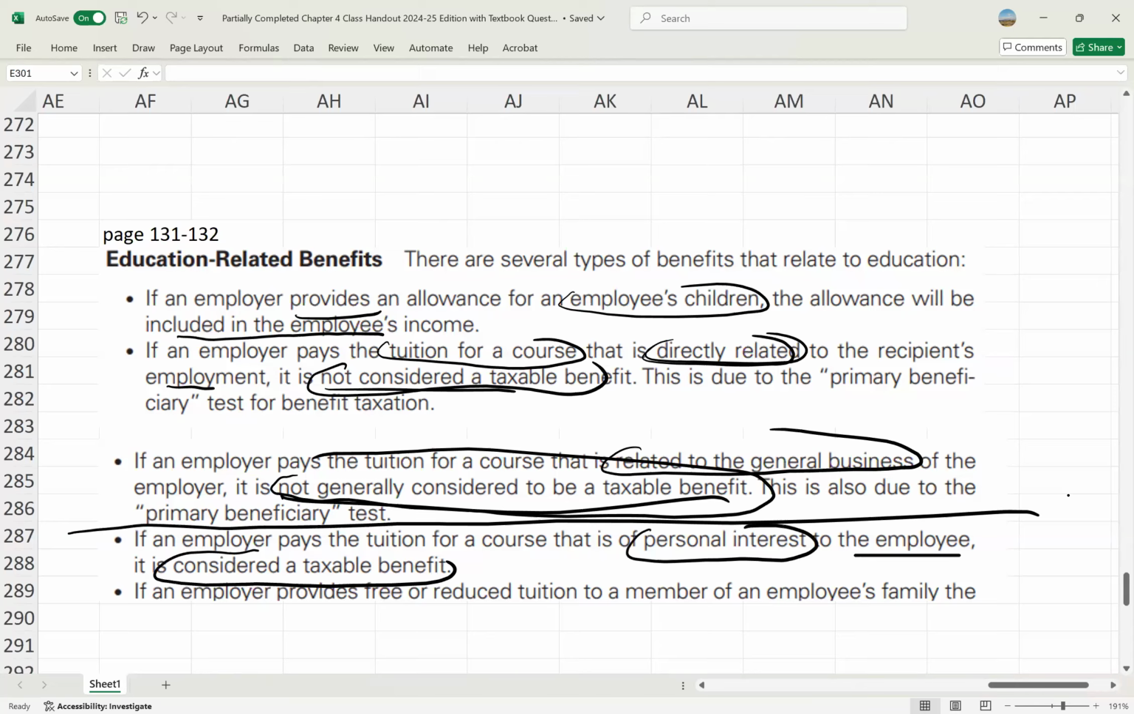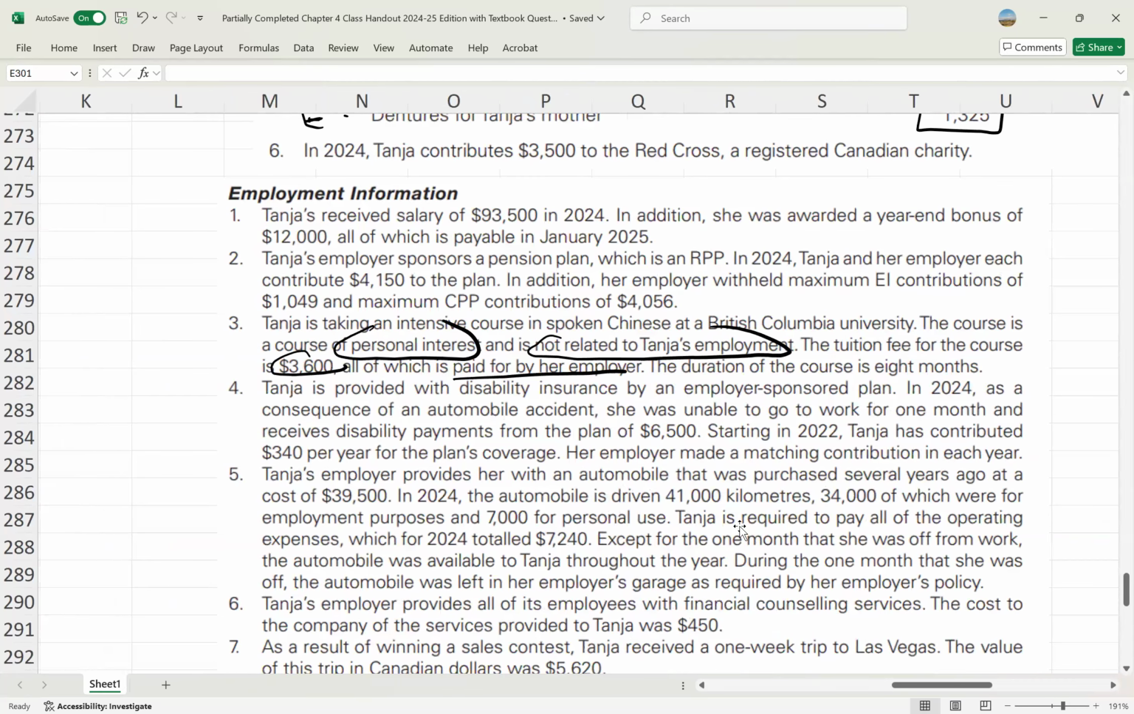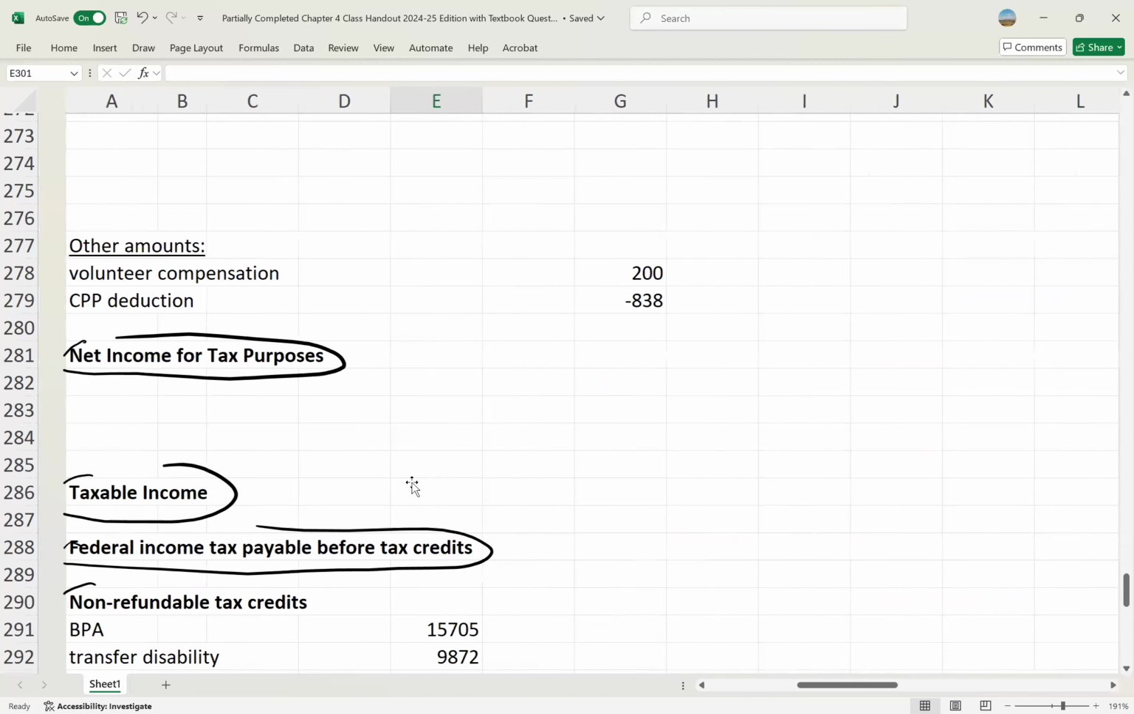So that's where we're falling in with this question: this language course that Tanya has taken is purely for personal interest, not related to employment. So that would be a taxable benefit. So we would have to include that in her net employment income. So that 3,600.